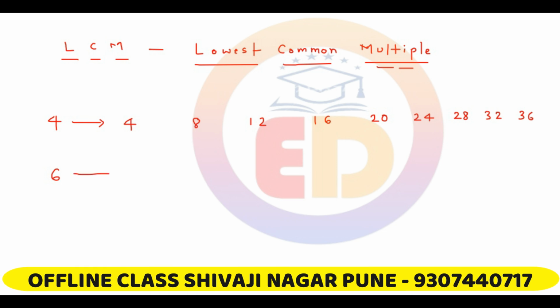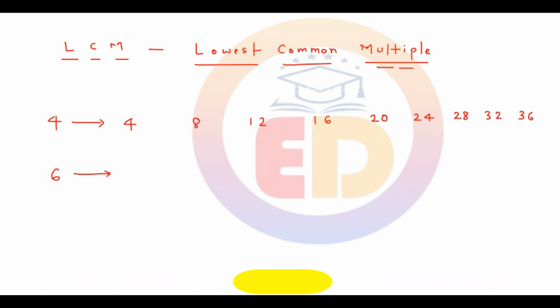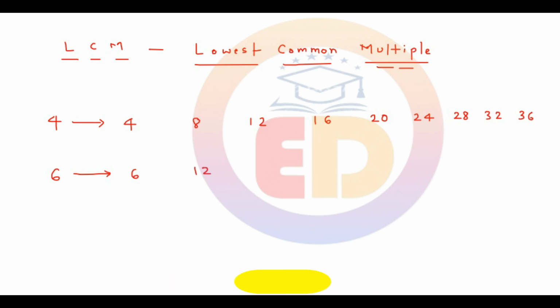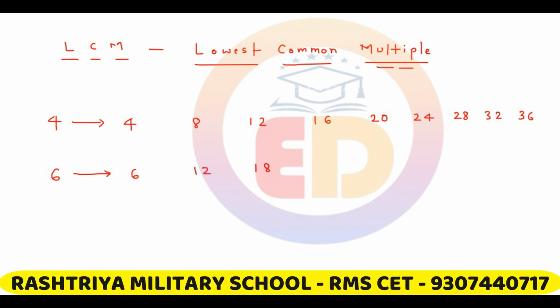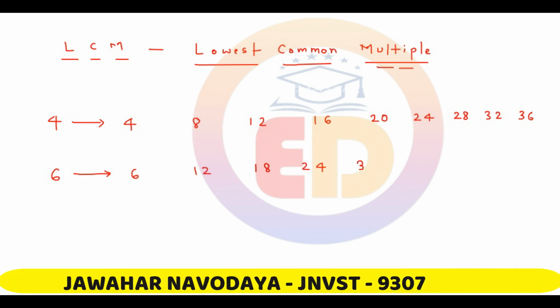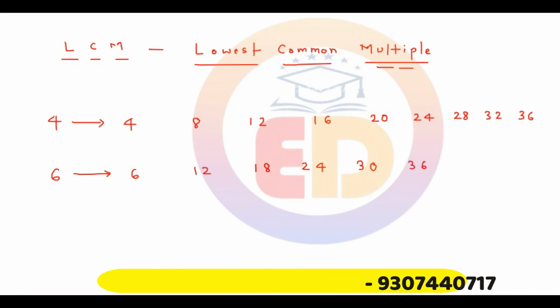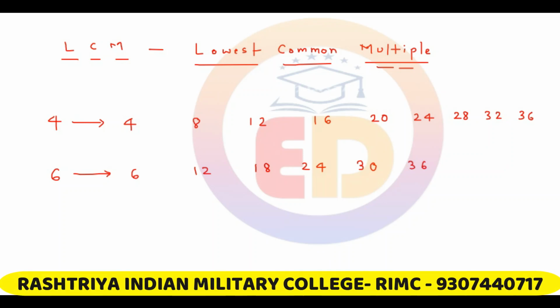Similarly, let us write down the multiples of 6. Multiples of 6 will be: 6 1s are 6, 6 2s are 12, 6 3s are 18, 6 4s are 24, 6 5s are 30, 6 6s are 36. So what we have done is we have taken the multiples of both the numbers 4 and 6.